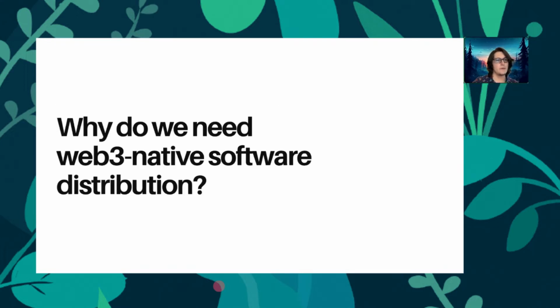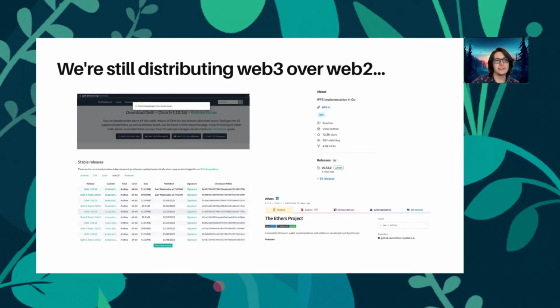But yeah, why do we need it? Let's just start with the obvious here. We're still distributing all of our Web3 software over Web2. I have a few screenshots here that I pulled together from some popular projects that I know we've all used before. On the left side, this is actually the Geth Ethereum.org download page. The screenshot is basically demonstrating that it's fetching from a Microsoft Azure Blob Store server, which is pretty ironic, right? This is Web3 and everything is kind of funneling back to these Web2 protocols at the end of the day.